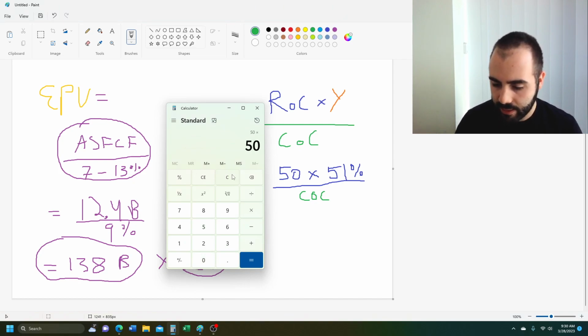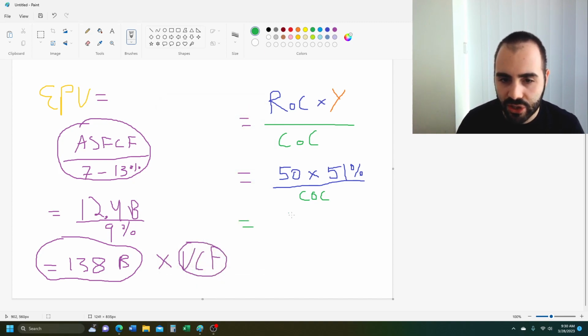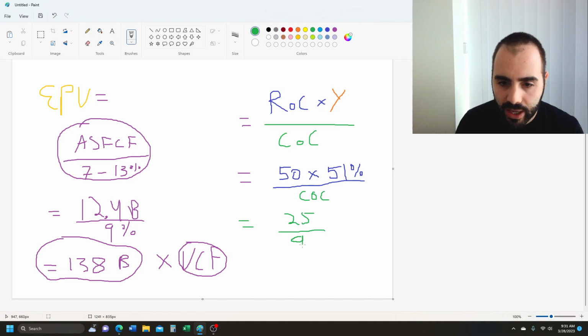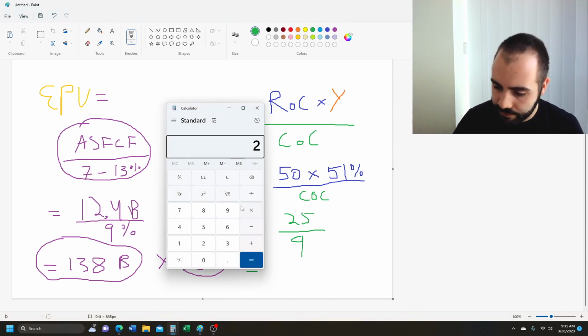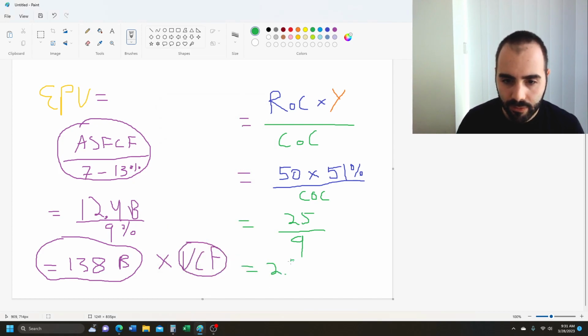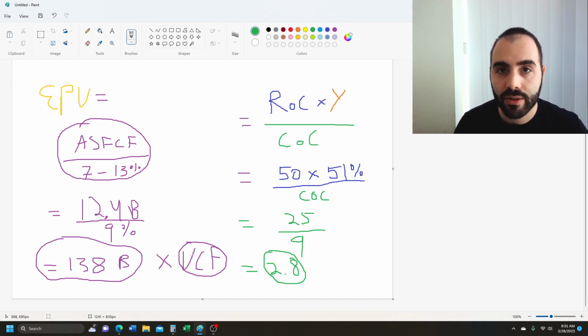We know this is going to be 25%. So let's just say 25. Okay, we can always round up or down. It doesn't matter because none of this is super precise. These are just approximations. So 50 times 50% roughly is 25, divided by our cost of capital of 9%, which we determined sounded fair for us for Home Depot. 25 divided by 9 gives us 2.8. Okay. So 2.8 is our value creation factor.